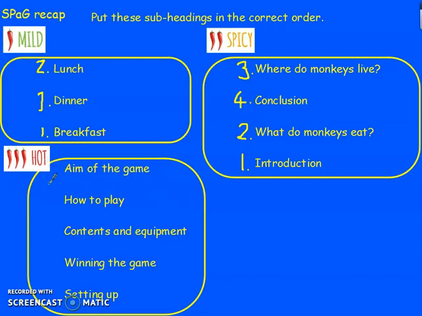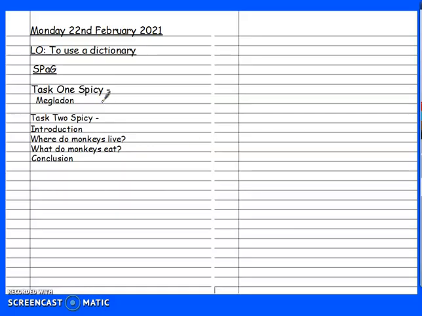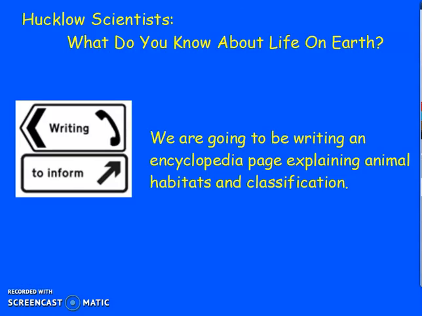If you chose hot, I think you would have the aim of the game first, you would have the content and equipment next, setting up, how to play, and winning the game would be last. So if you got those correct, give yourself a nice tick for your answer. And we will get on to our new learning.